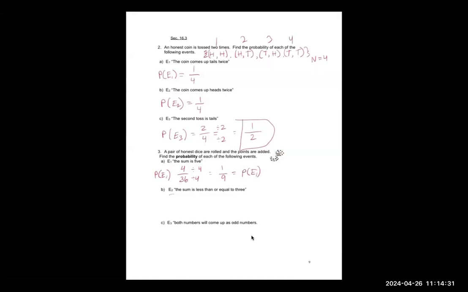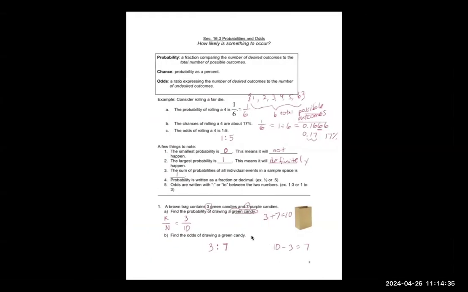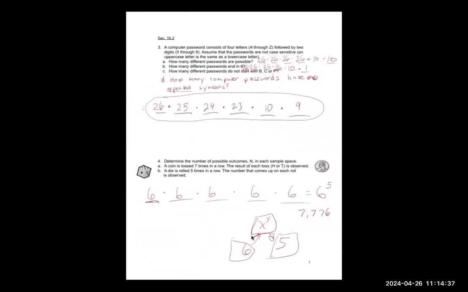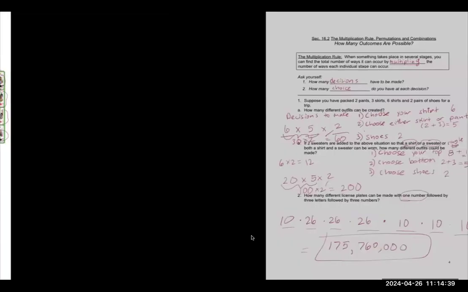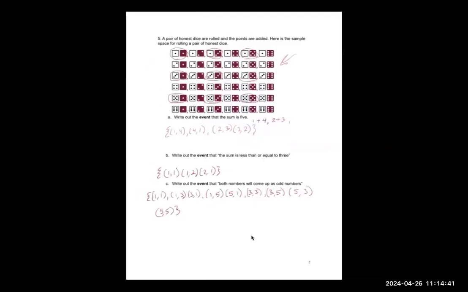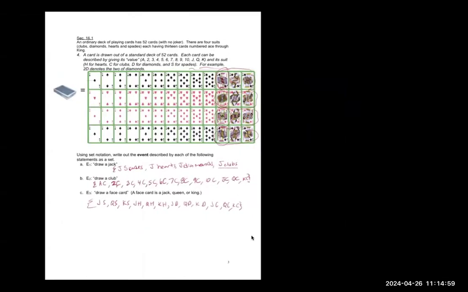Okay, what is the probability of this? The sum is less than or equal to 3. And just like before, we already listed out the sample space. There's 36 things. This is the same problem of rolling two dice, so there's 36 things in the sample space. And we wrote out the sum is less than or equal to 3. We already wrote out all of the ways that event could take place. So there's 1, 2, 3. So it's 3 out of 36.